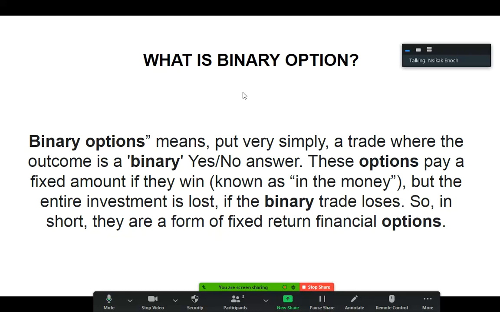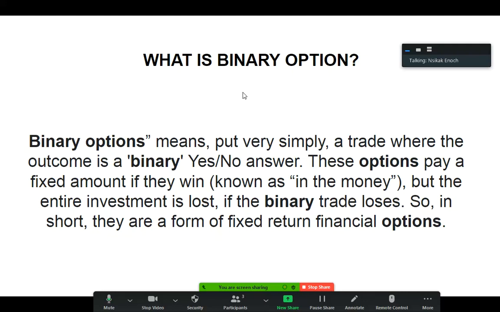Okay, so what is binary option? Today's class, I'm going to take it briefly, so I will not waste much of our time, because I'm not feeling fine now, so I need to treat myself. But I'll take the class briefly.